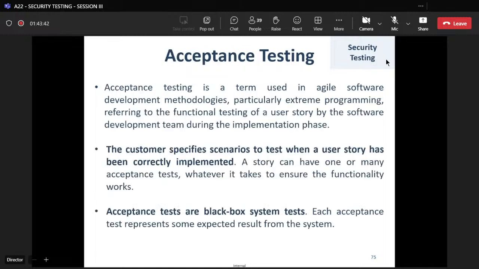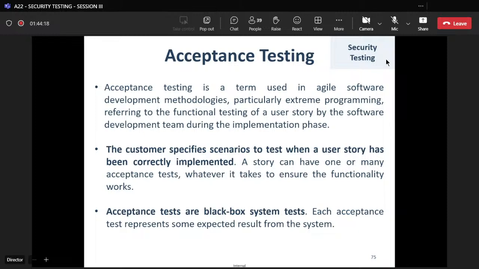Acceptance testing, like it is used in agile software development methodologies, particularly when they want to test on the fly, on the go, accepting by the user community. They want to test particular use cases, and based on the output and the behavior of the system, they try to get confirmation that the software or the application is working fine.